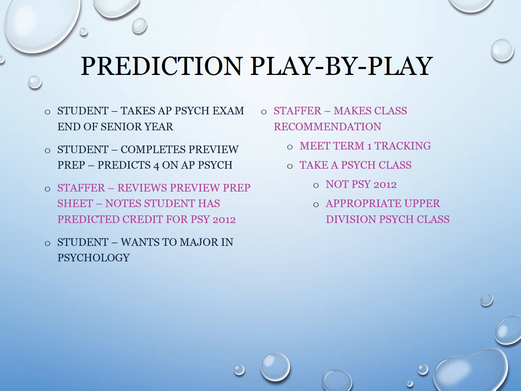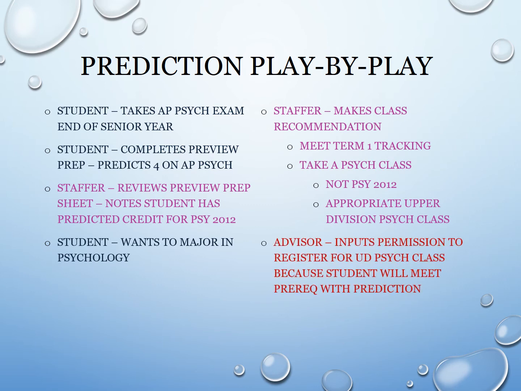Now, you're not going to recommend probably PSY 2012. The student already has credit for it. There's no reason for them to repeat it. You're going to probably look at appropriate upper division psych class recommendations for the student to consider that are going to be listed in the preview workbook, which is how you'll know that they're freshman friendly or freshman appropriate coursework, and make recommendations based off of that.